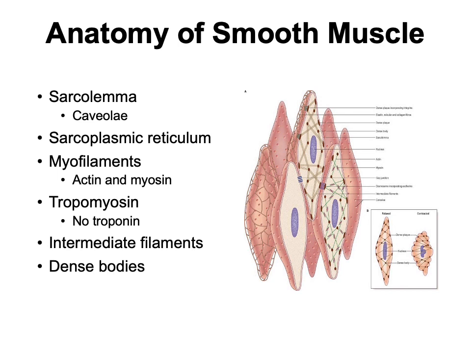Smooth muscle has a sarcolemma, and they have a structure called caveolae, which is like a remnant of a T-tubule. They have a sarcoplasmic reticulum, myofilaments, just like skeletal muscle, actin and myosin. It has tropomyosin, but it does not have any troponin. And it has intermediate filaments, which is unique to smooth muscle, and another structure called dense bodies, which is also unique to smooth muscle.